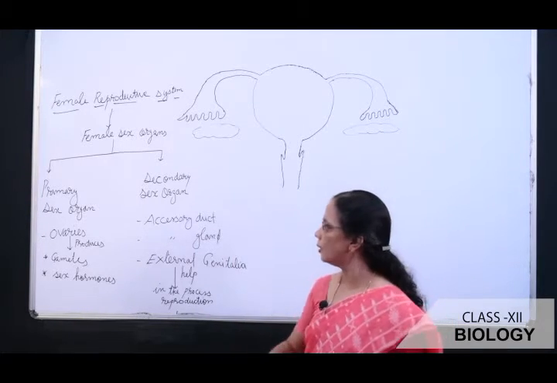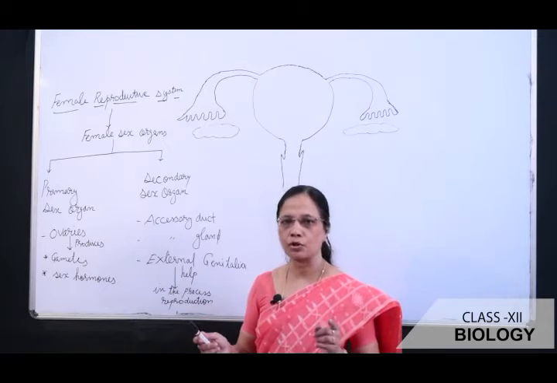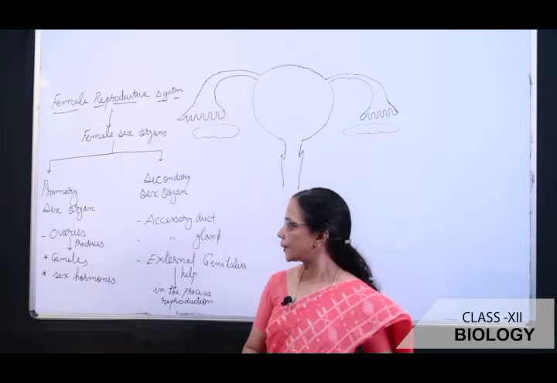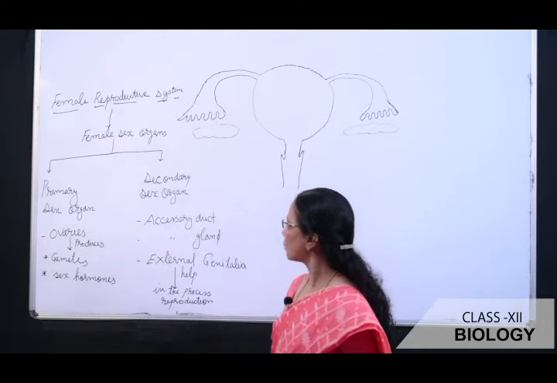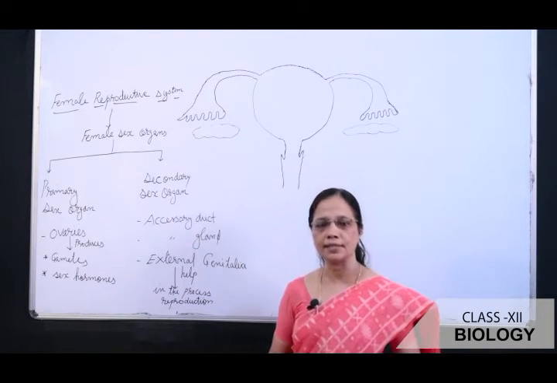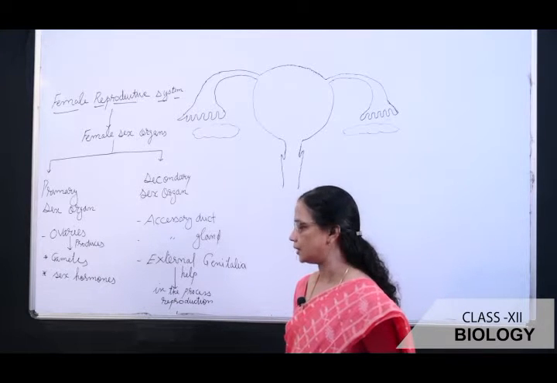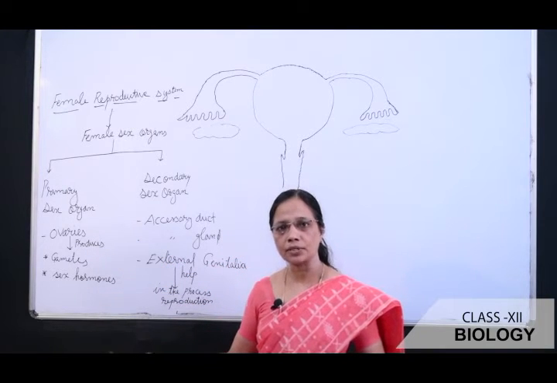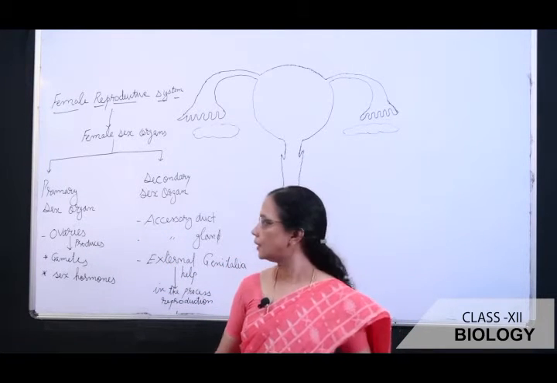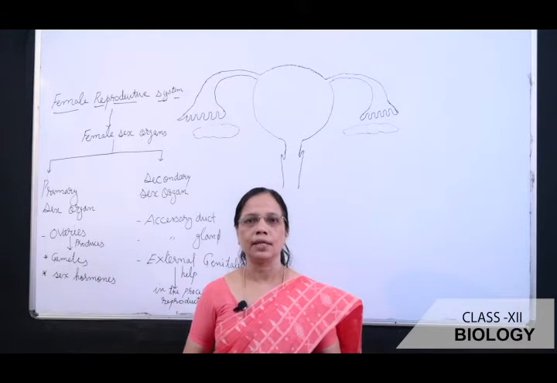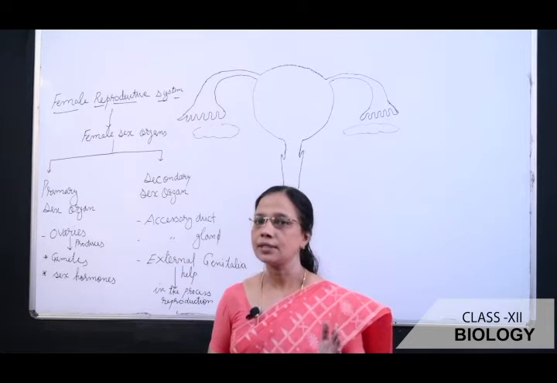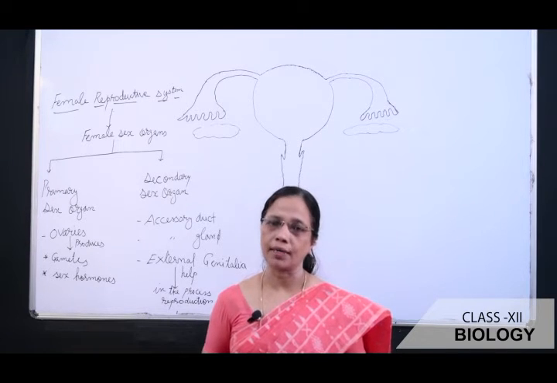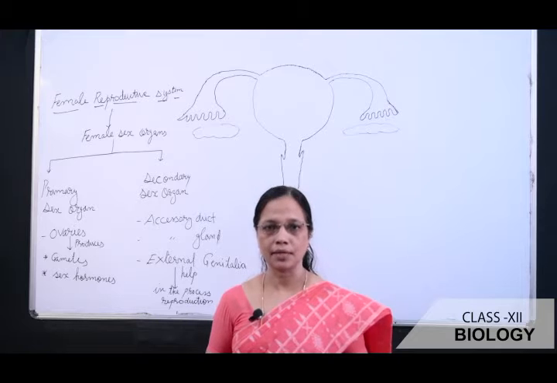As you have studied, the primary sex organ of male is the testis; here the primary sex organ of female is the ovaries. Under secondary sex organ come the accessory duct, accessory gland and external genitalia. So why are the ovaries placed under primary sex organ? As we have already studied, ovaries produce gametes and sex hormone, which are very essential for reproduction. That is why they are kept under primary sex organ.